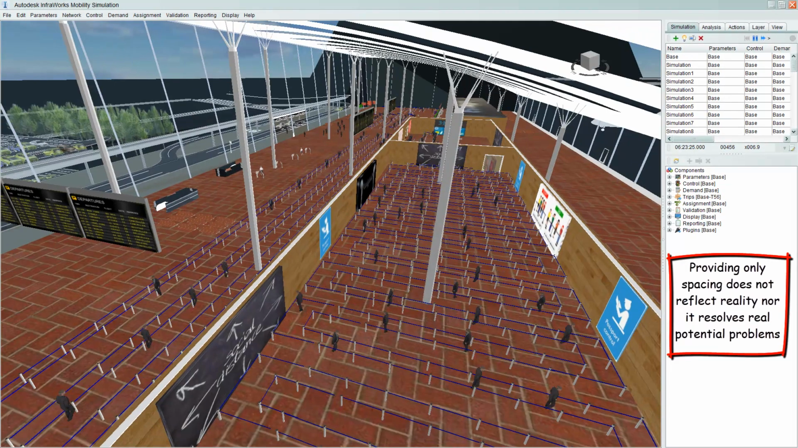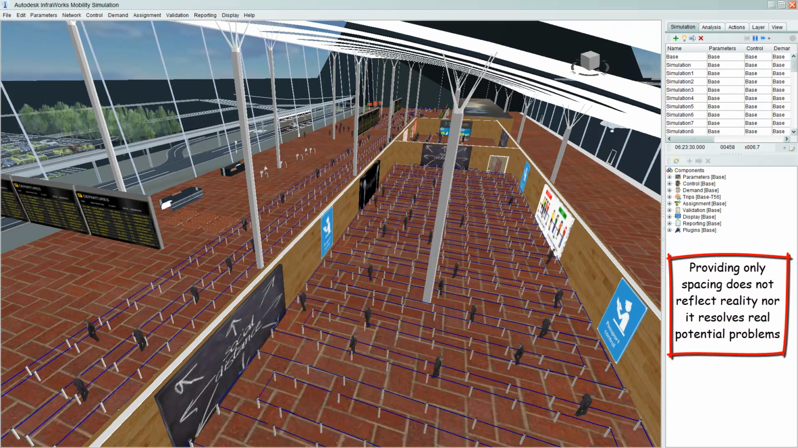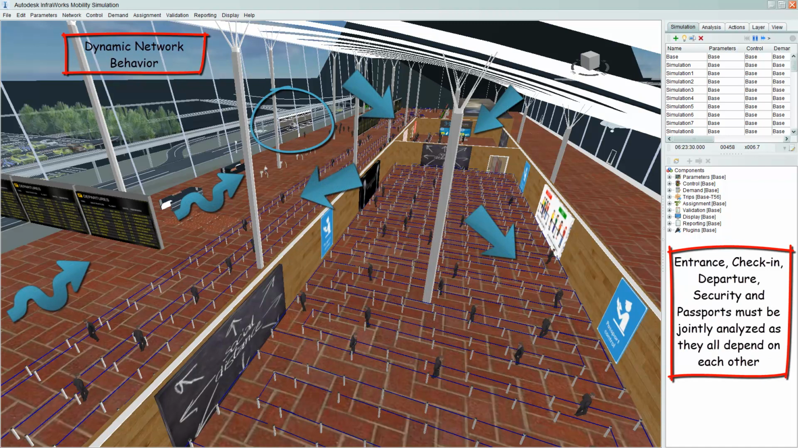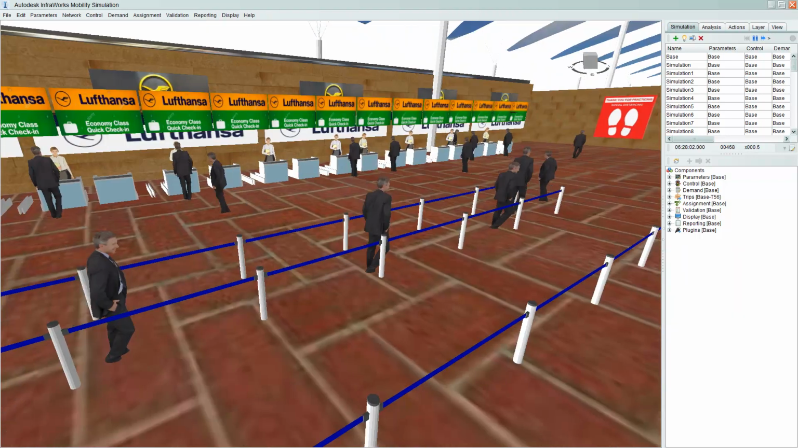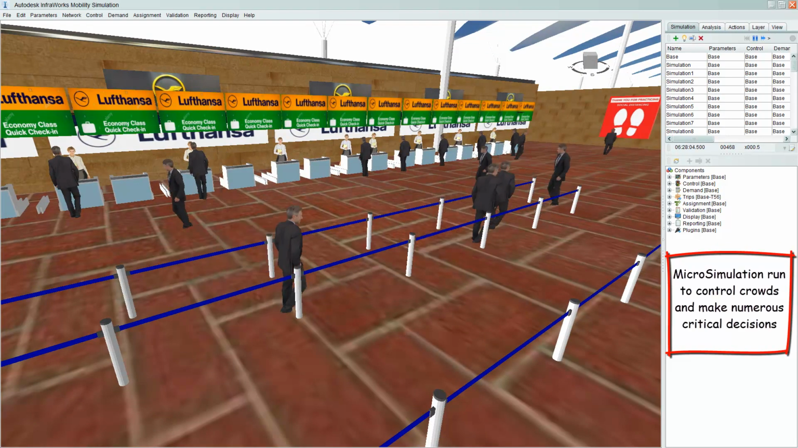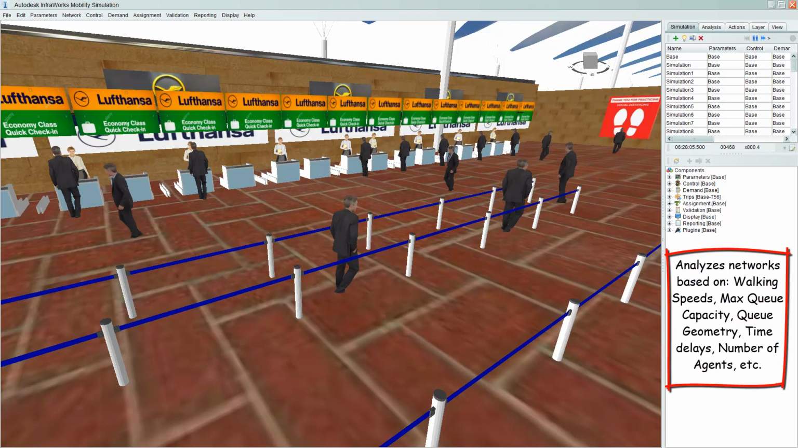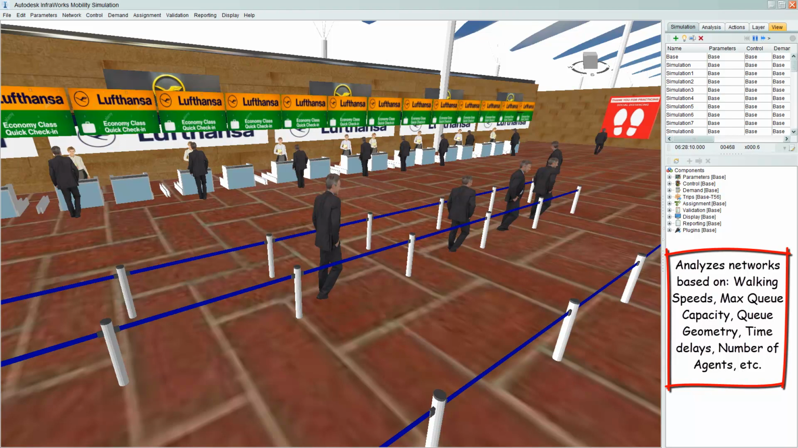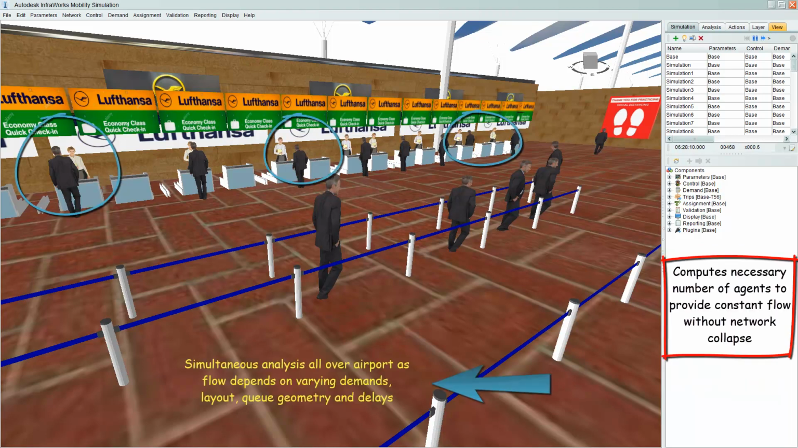Proper layout by itself does not guarantee constant flow, nor complies with safety guidelines. The model behaves as an integral dynamic network. All moving parts in an airport must be simultaneously considered during microsimulation analysis. Mobility simulation must be performed to reproduce people's behavior throughout time to analyze and control crowds based on walking speeds, maximum queue capacity, time delays, and compute the necessary number of agents to provide constant flow and an adequate level of service without collapsing the network.